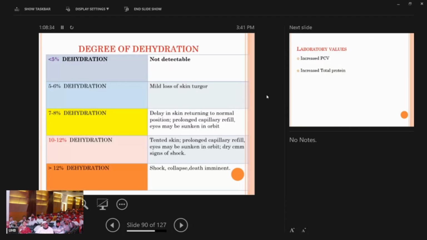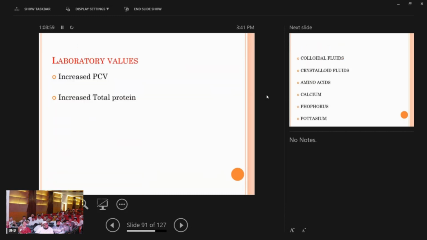Assessment of dehydration: 8%, 10%, 12%. Normally, every animal will have 8% dehydration, so you can give fluid therapy to all animals. I will tell you the exceptions where you should not go for fluid therapy. Moderate dehydration is 10% and severe dehydration is 12%. You can differentiate these three categories using the skin tent test and the sunken eyeball. Among laboratory values, look at the PCV. If the packed cell volume is increased, it indicates dehydration. If the PCV is decreased, it indicates anemia.